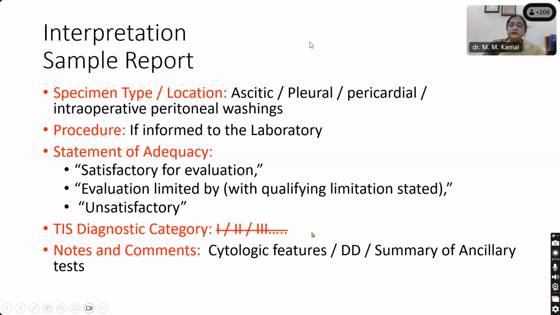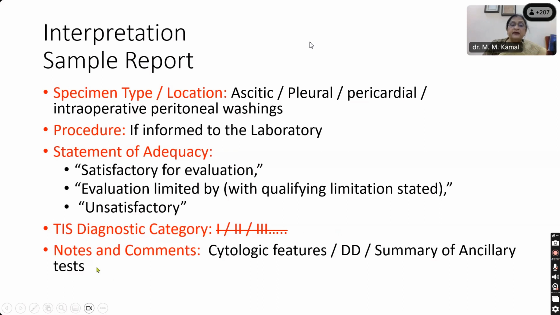So for the 1, 2, 3 category, you don't have to write the number. You have to write the content of the category. If it is non-diagnostic, write non-diagnostic. Just do not write the diagnostic category as Roman 1 or Roman 2 or Roman 3. So you write likewise non-diagnostic, negative for malignancy, AUS, or positive for malignancy. That is what this means.